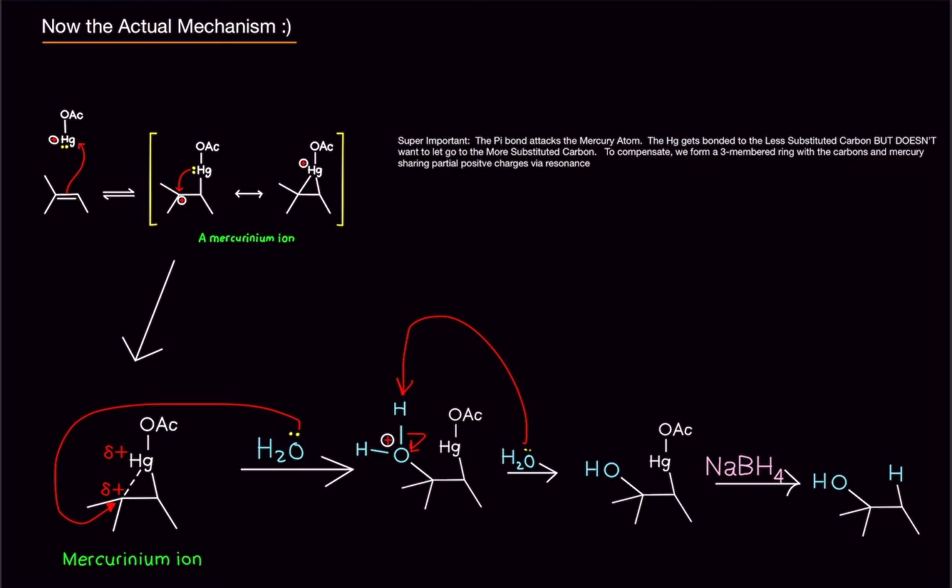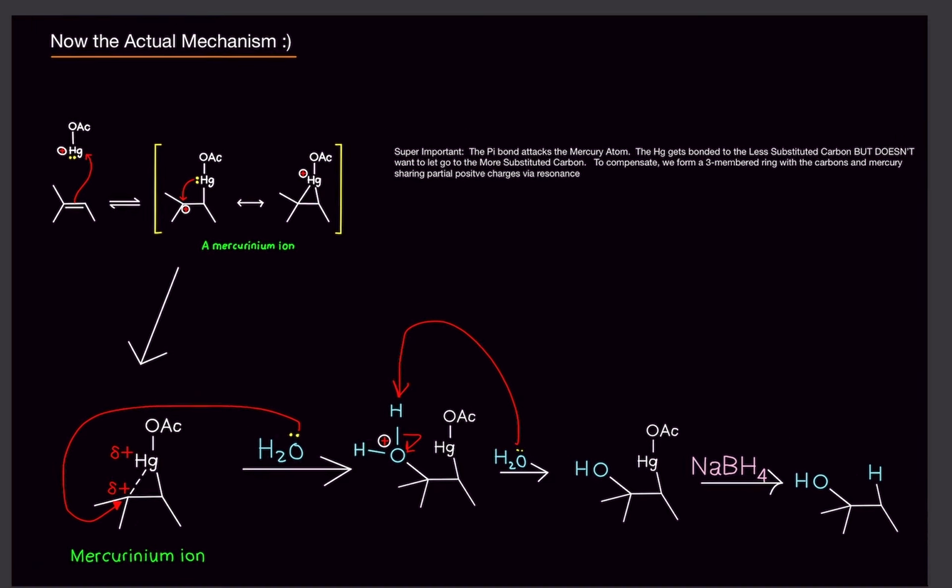The hardest part is just remembering this part, and honestly, it's kind of easy. Like this atom always goes to the less substituted carbon, and then the mercury attacks the positive charge on the more substituted carbon, creating this ring. And then you just do your water reaction, just like acid-catalyzed hydration, on the more substituted carbon.